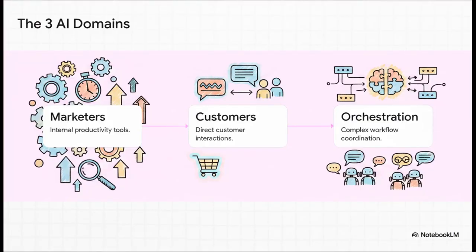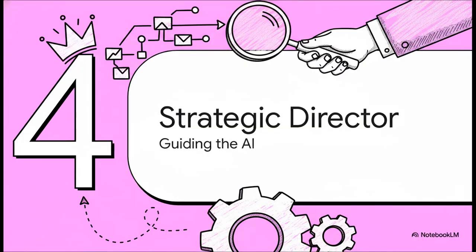So you might be wondering, where do all these different tools actually live within a business? If you're taking notes, this is a fantastic framework to capture. The first domain is agents for marketers. These are your internal productivity tools that just help us work faster and smarter every single day. The second is agents for customers, which is all about direct interaction. Think along the lines of really sophisticated shopping assistants. And the third is multi-agent orchestration. This is the really advanced stuff, where multiple AI agents actually coordinate with each other to complete massive, complex, multi-step marketing initiatives.